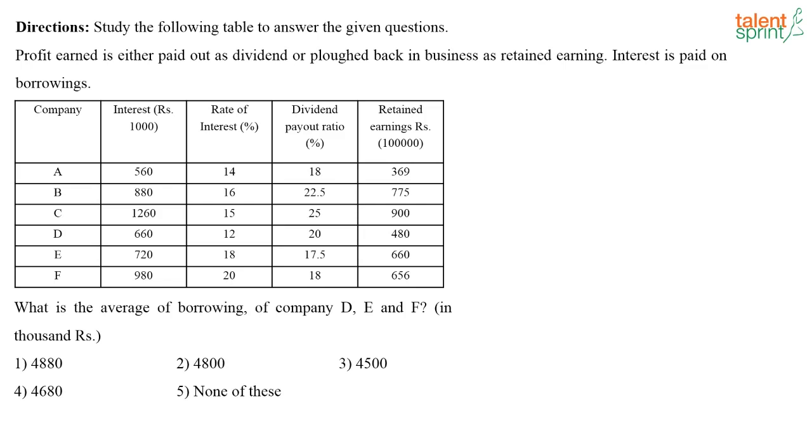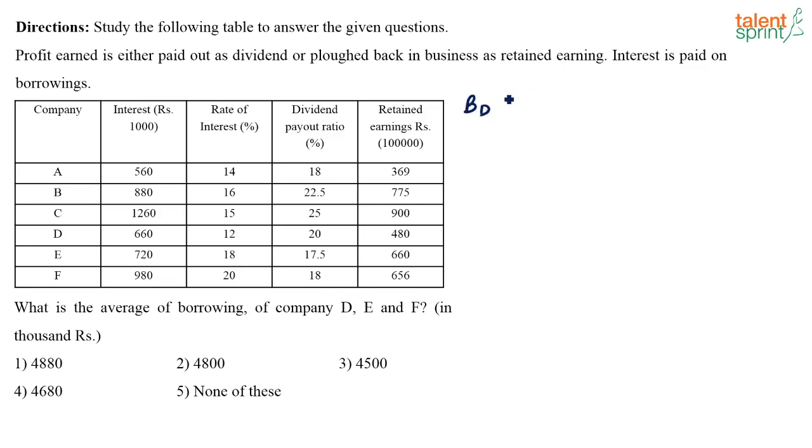Now what is the first question? What is the average borrowing of company D, E and F? So to solve this question, what should you do? You should first find out the borrowing of D, the borrowing of E and the borrowing of F, and then find out the average.